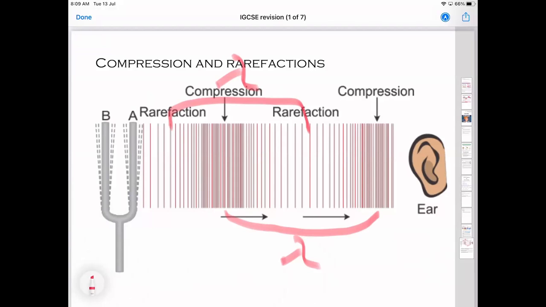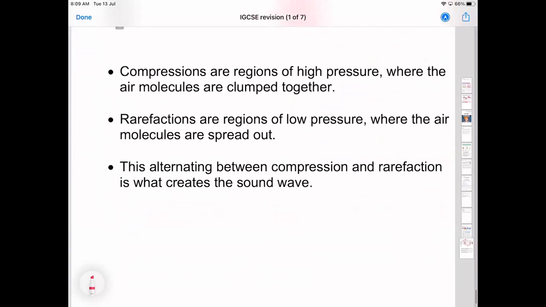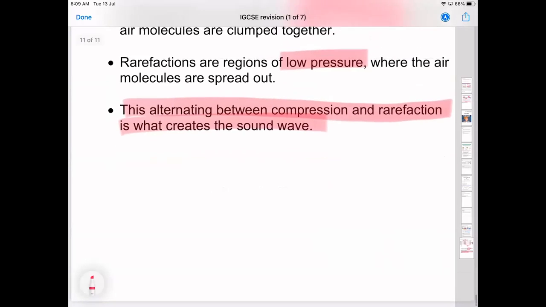Cool. And that's what they call them, compressions and rarefactions. Compressions are where the air particles are close together, and rarefactions are where they are pulled apart. Compressions are regions of high pressure, and rarefactions are regions of low pressure. And this alternating compression and rarefaction is what creates the sound wave.